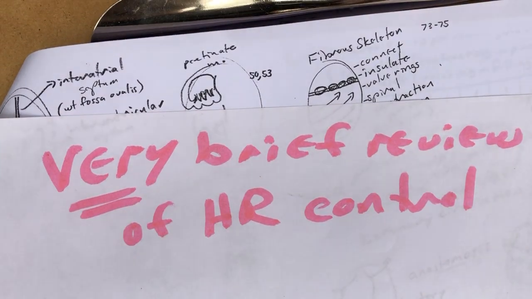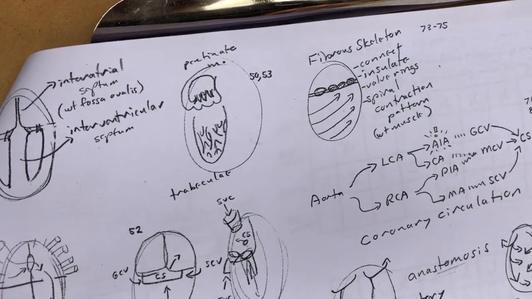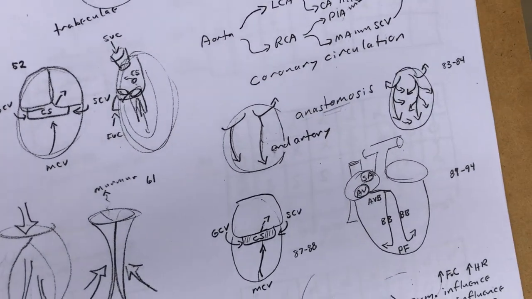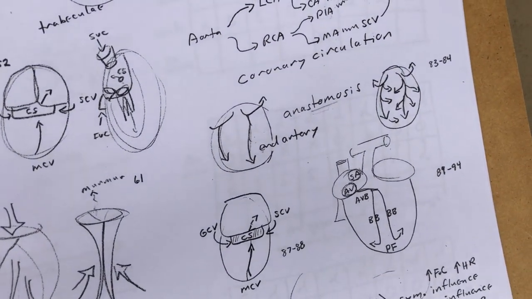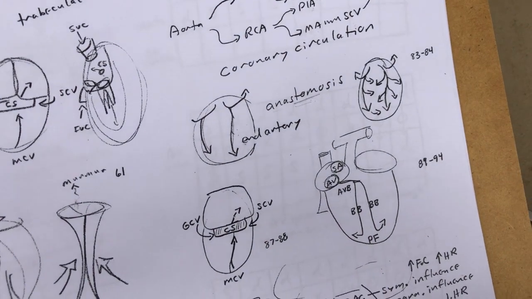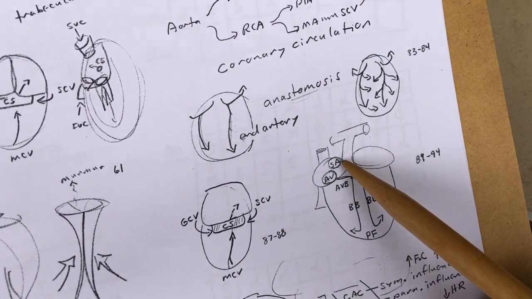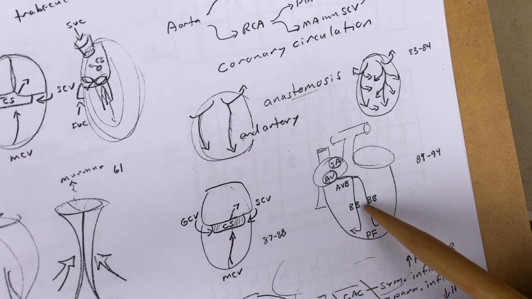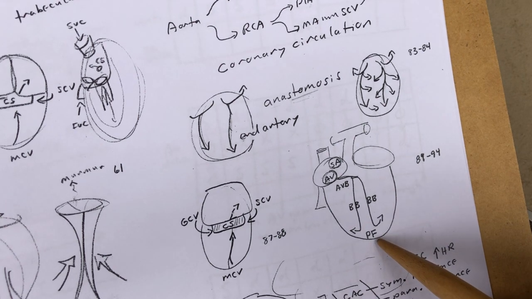A very brief review of the control of heart rate. When we take a look at the graphic right here, we'll notice that down here, as we've talked about before, there's an intrinsic conduction system to your heart. There's an SA node, also known as the pacemaker, an AV node, an AV bundle, also known as the bundle of His, two bundle branches, and what's called Purkinje fibers.